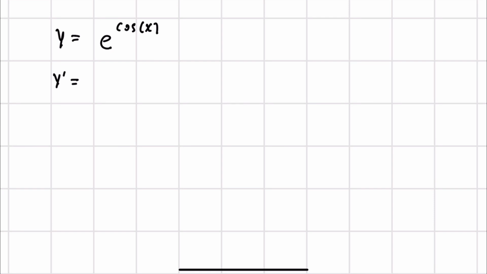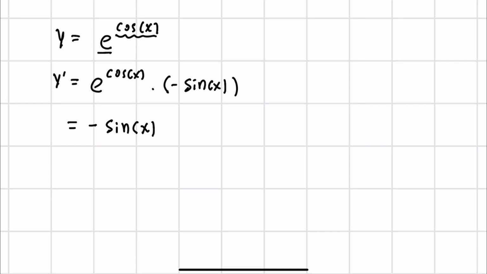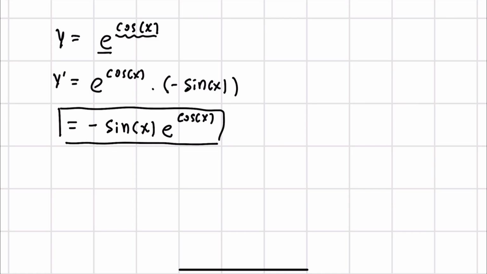In our next example, we have e to the cosine x. So the derivative of that would be simply e to the cosine x times the derivative of cosine x. So remember, the derivative of cosine x is negative sine x. And this could be rewritten as minus sine x times e to the power of cosine x. And here is our final answer.